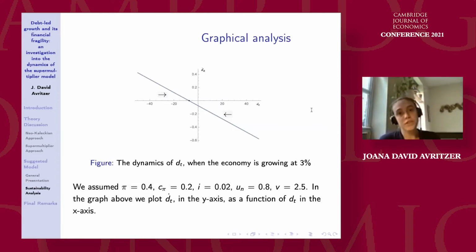First of all, in this graph we have D dot, the dynamics of the ratio, against the actual ratio. What we are assuming is an income distribution with a profit share of 40%. And these are the parameters that we are assuming.